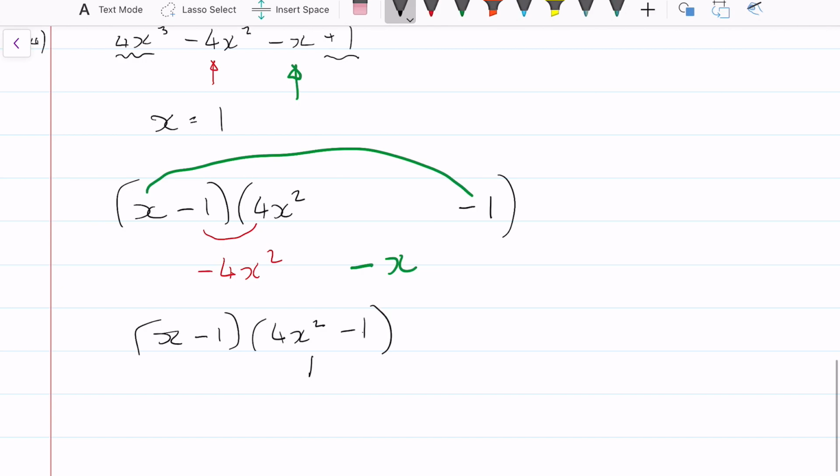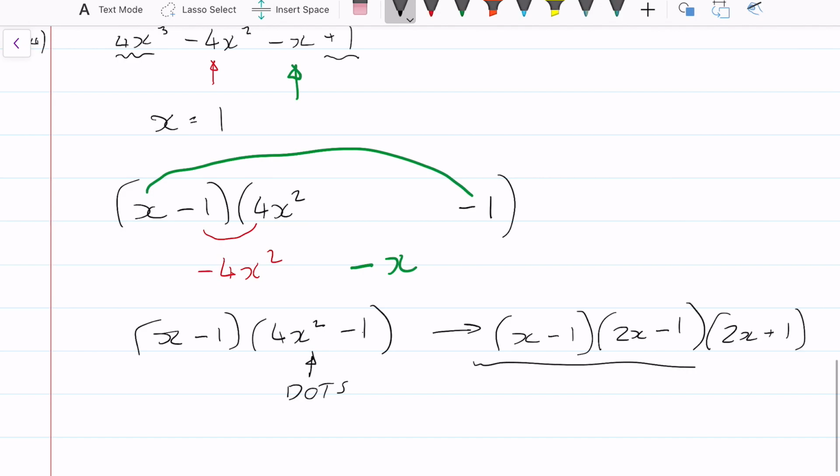But again, we know that we can use difference of two squares to factorize that more. So this becomes x minus 1, 2x minus 1, 2x plus 1. And that is then our final answer.